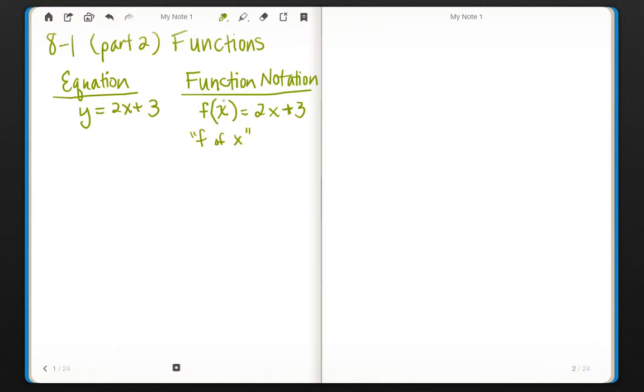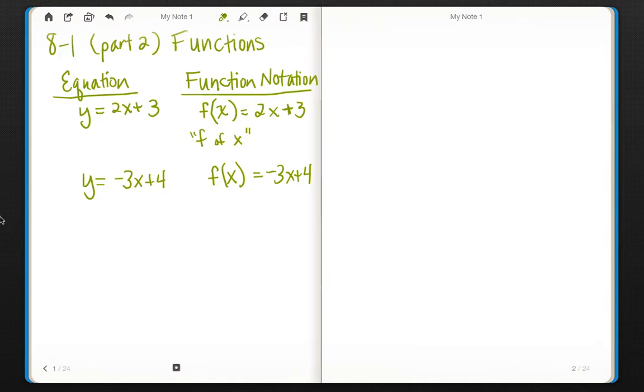So notice, instead of the y, you write f of x. That's how you say it, f of x. It means it's a function of x, saying that's what your inputs are. So if you were to take y equals negative 3x plus 4, that's the equation form. If we change it to function notation, why don't you try it? Okay, so instead of the y, you just put f of x. It's a function of x equals negative 3x plus 4. So that's what that means.